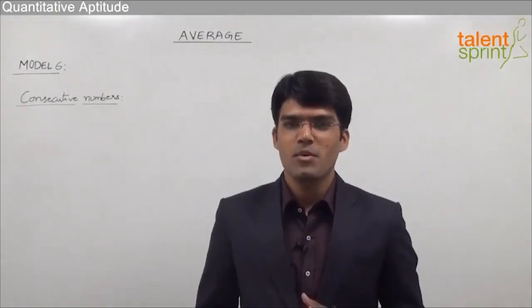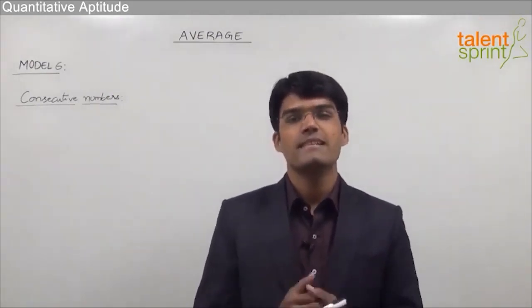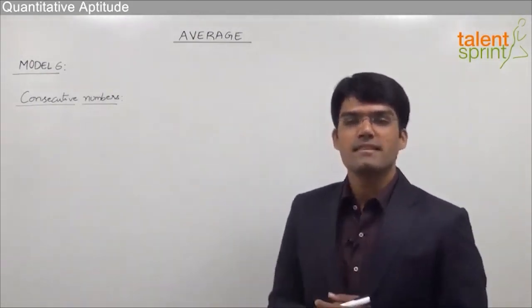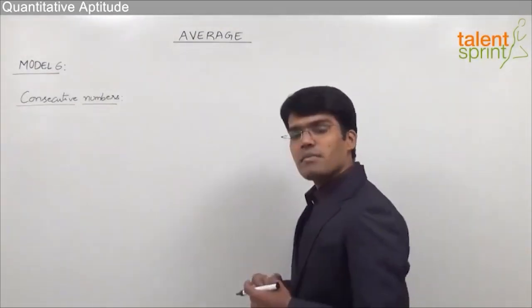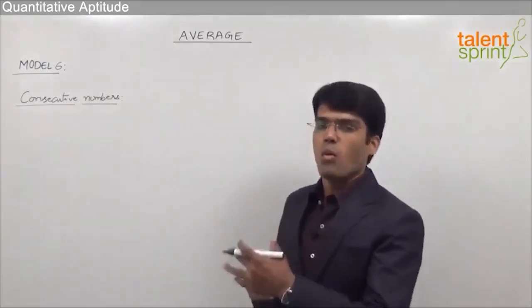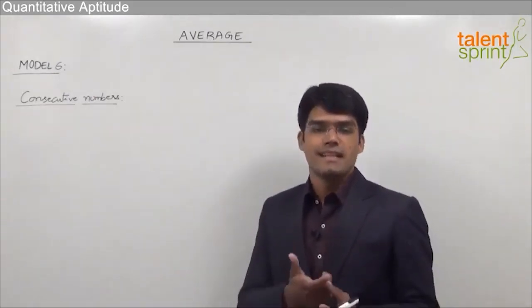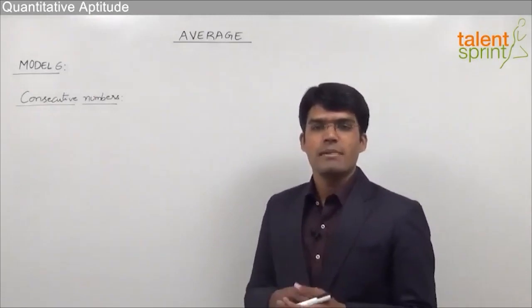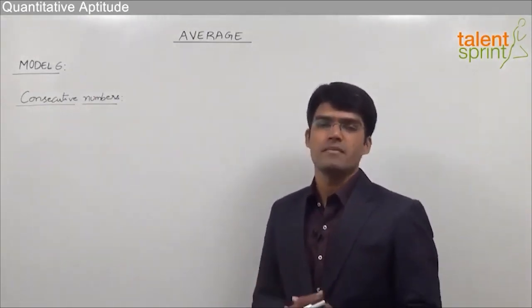Let us now take the sixth model from average, which is based on finding out the average of consecutive numbers. Let us first understand what we mean by consecutive numbers. Consecutive numbers are nothing but the numbers which come one after the other. For example, 16, 17, 18 are consecutive numbers, or for that matter 29, 30, 31, 32 and so on. These are all consecutive numbers.